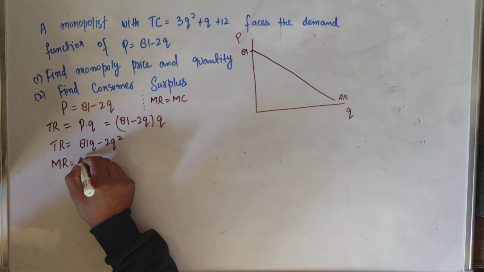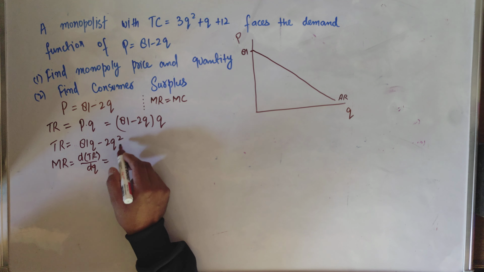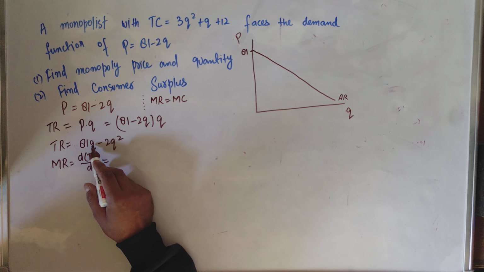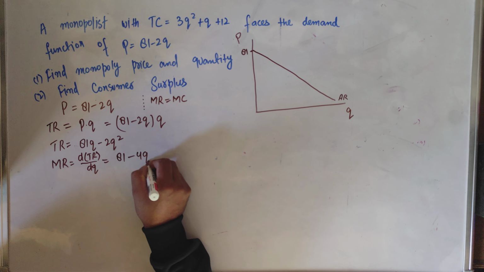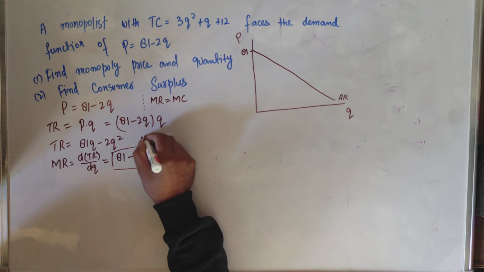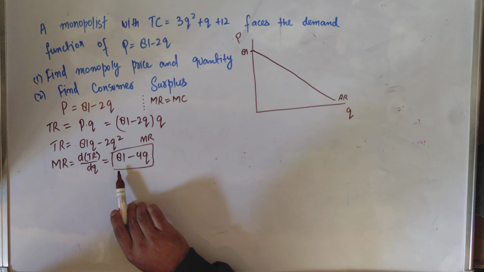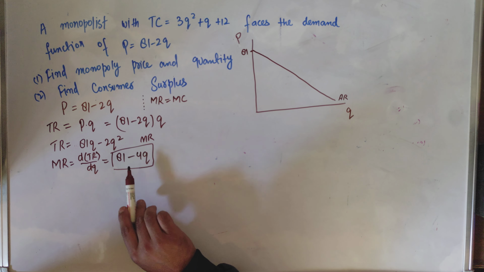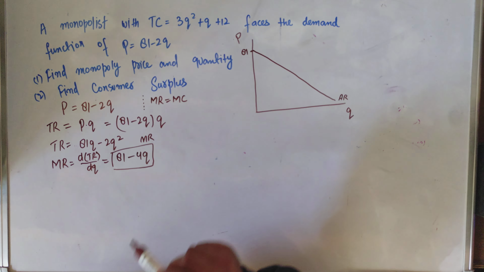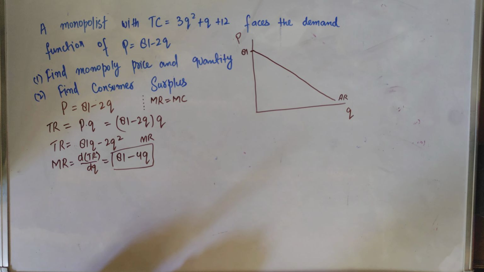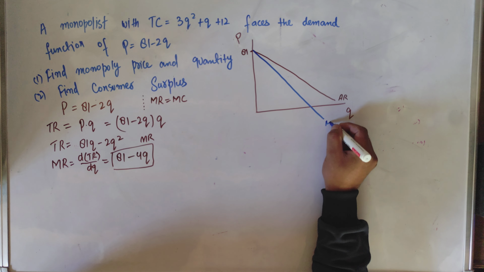Marginal revenue, as you know, is simply the change in the total revenue due to the change in the output. So differentiating this function with respect to Q gives us marginal revenue. Derivative of 81Q is 81, minus derivative of 2Q square, which is 4Q. This is our marginal revenue. Here you can see average revenue and marginal revenue have the same intercept of 81, but the slope of the marginal revenue is twice that of the average revenue curve. So if I draw it here in another color, this is our marginal revenue curve.